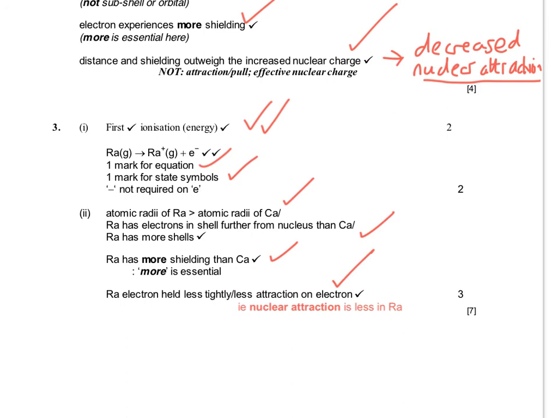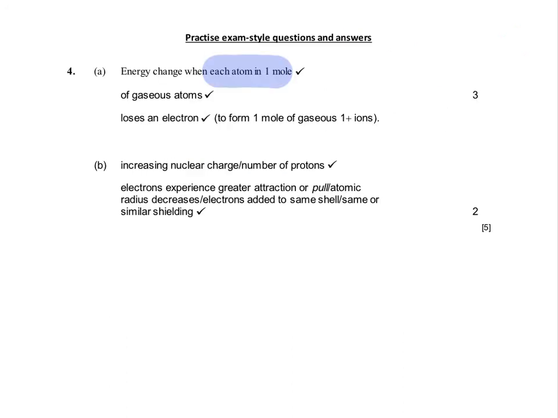So let's have a look at the final question. Now this is giving you the definition of first ionisation energy in a slightly different way. It's saying the same thing as our version. It says energy change when each atom in 1 mole of gaseous atoms loses an electron to form 1 mole of gaseous 1 plus ion. So the key points are in there. It's just saying the same thing in a slightly different way. So we were still able to collect 3 marks there.